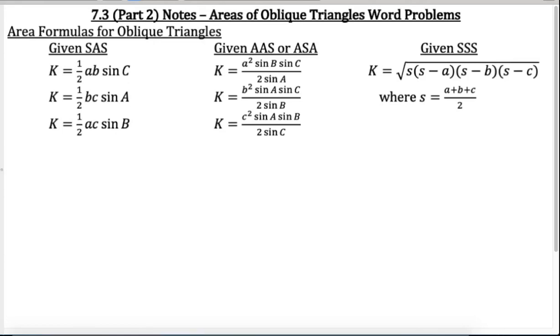In 7.3 part 2, we're just going to take a look at some story problems with areas of triangles. So just at the top of your notes, I listed out our different formulas for finding area, right? If we're given two sides and the included angle, we would find our area this way. Given two angles and a side this way, and then all three sides, this is our formula. Okay, so let's just go through a few example problems.